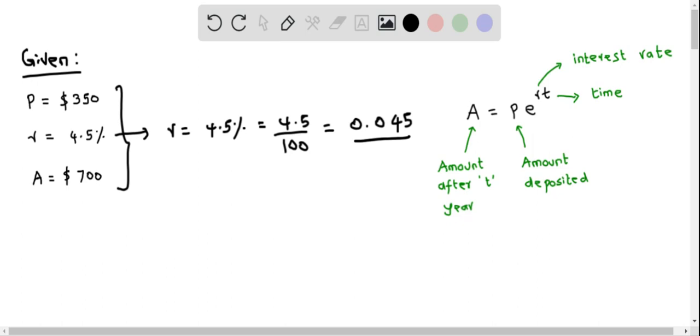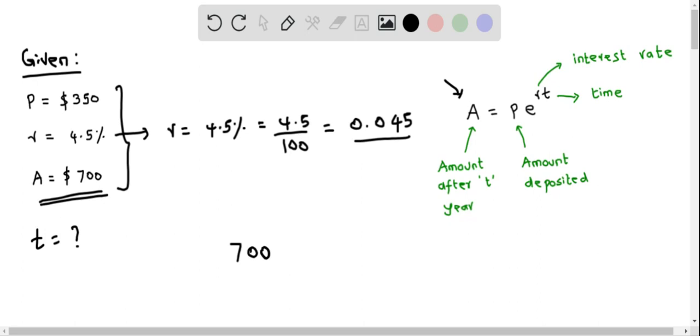And also it is given that after a certain time period, the amount grows to $700. That means we represent A equal to $700. So in this situation, we have to determine the time. That is, how long does it take for the amount to reach $700. So let's substitute these values into the formula. I'm going to replace A by 700.